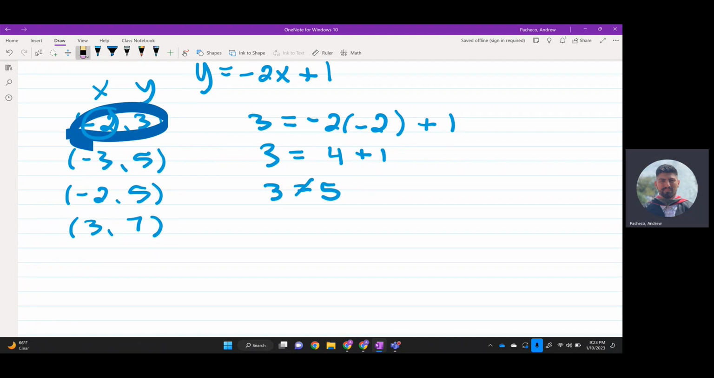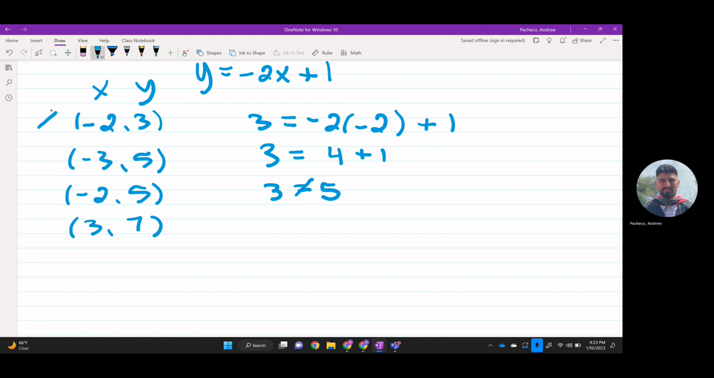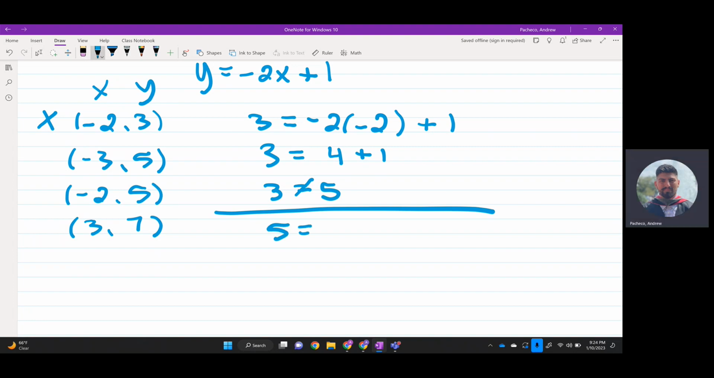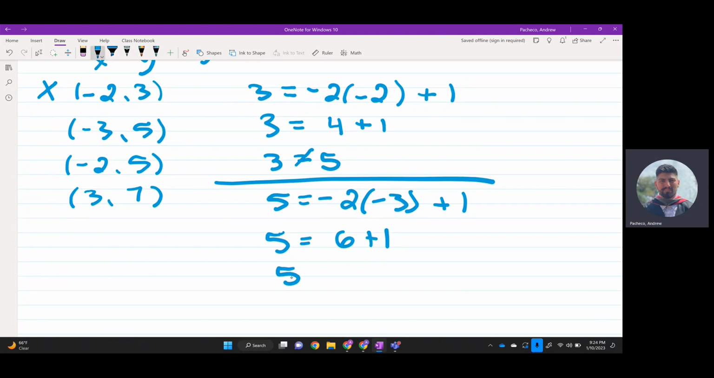So we tried that first ordered pair, and that didn't work. So now we're going to try the second one. We're going to put 5 for y, negative 2 times negative 3 plus 1. This is going to be 5 equals 6 plus 1. Again, 5 does not equal 7.